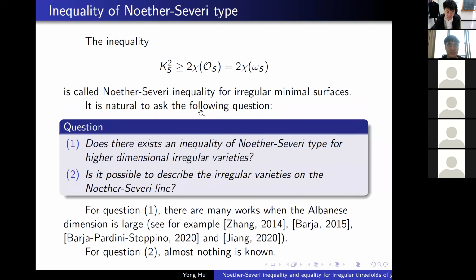So it is natural to ask the following questions. The first question is: does there exist an inequality of Noether-Severi type for higher dimensional irregular varieties? The second one is: is it possible to describe the irregular varieties on the Noether-Severi line? For question 1, there are many works when the Albanese dimension is large, by Tong Zhang in 2014, Barja in 2015, Barja, Pardini, Stoppino in 2020, and Zhi Jiang in 2020. For question 2, almost nothing is known.